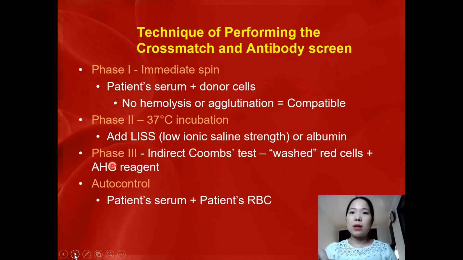You also can do the autocontrol test. You get the patient's serum and the patient's RBC. Sometimes this becomes positive, especially if the patient has an autoimmune disease or certain hematologic disorders, such as multiple myeloma. You can have a positive autocontrol testing.